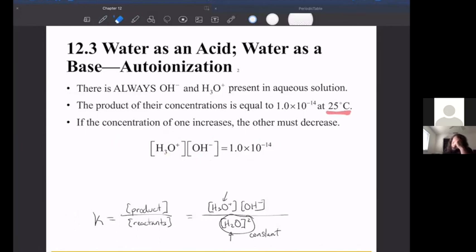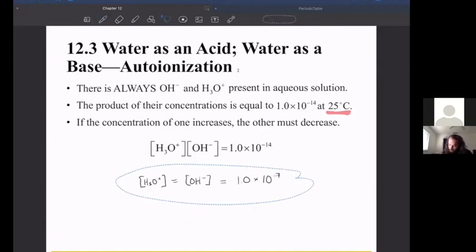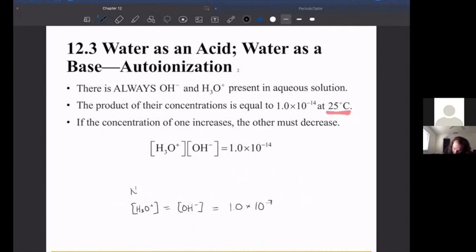Okay, one other thing I want to point out is that a sample that we consider to be neutral, which is pretty much what you would get if you took the water from the tap at your house, is when the concentration of hydronium ions is equal to the concentration of hydroxide ions. And you can do the math and convince yourself that they would both then have a concentration of 1 times 10 to the negative 7. So this is what we would consider to be neutral water.